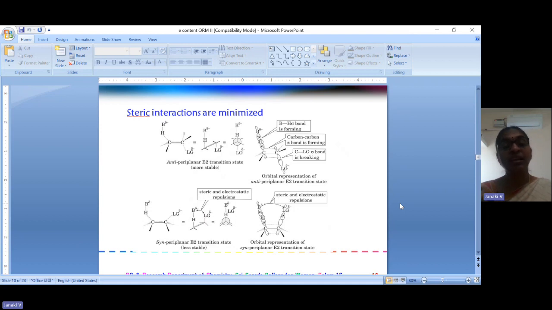Whereas in the case of syn periplanar, we can see from the Sawhorse projection that the hydrogen and the leaving group are cis. And in the case of the Newman projection, they are very close to each other, the hydrogen and the leaving group. And we can see from the orbital representation also the bond formation and the leaving group, that is the C to leaving group sigma bond, the pi bond formation, and the beta C-H sigma bond. So they are all suffering from steric and electrostatic repulsion. So the anti-periplanar E2 transition state is the more stable one for the E2 elimination to occur.